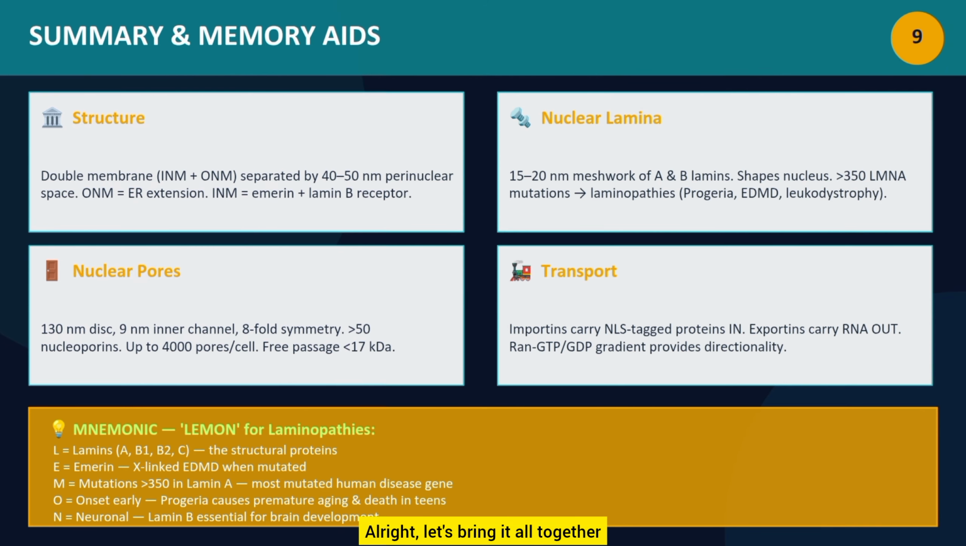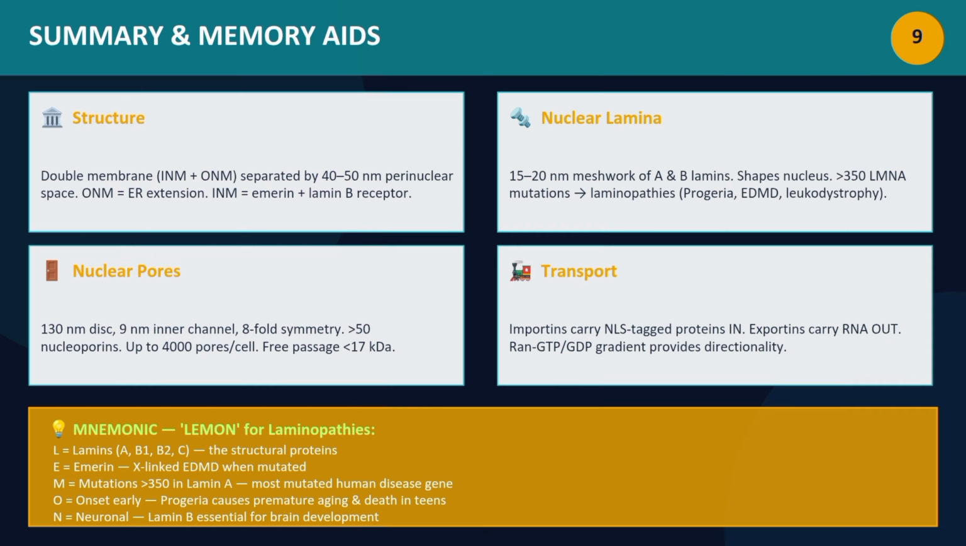Alright, let's bring it all together. Point 1. Structure. The nuclear envelope is a double membrane, inner nuclear membrane plus outer nuclear membrane, separated by a 40 to 50 nanometer paranuclear space. The ONM is an extension of the ER. The INM has its own special proteins, emerin and lamin B receptor.